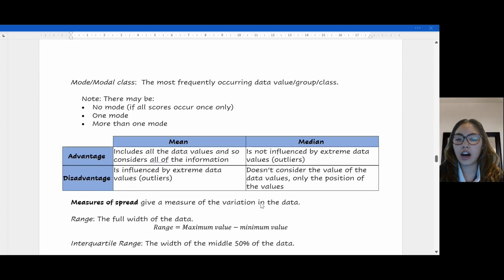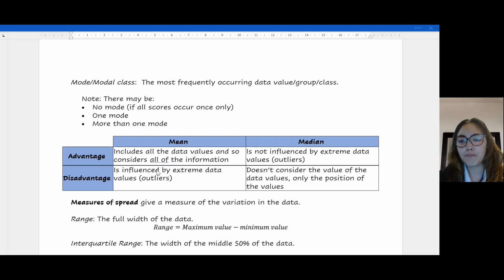The main thing we would like you to really look at though is some of the advantages and disadvantages of using some of the different types of measures of centre, as well as later on when we talk about the measures of spread. So of course, the advantage of our mean is that it can include all data values, and therefore it considers all of the information in our data. Whereas the disadvantage is that it can be easily influenced by outliers.